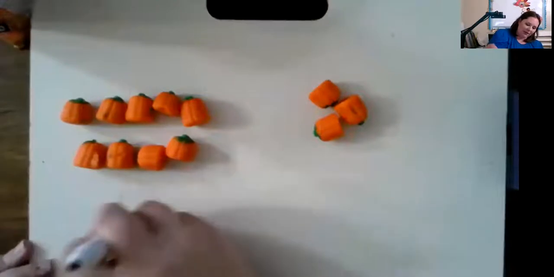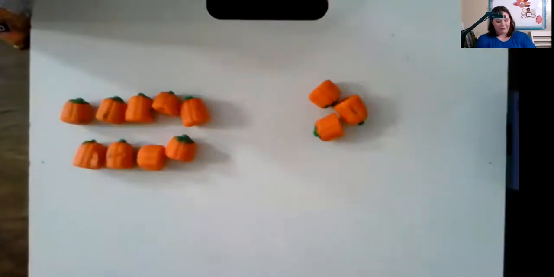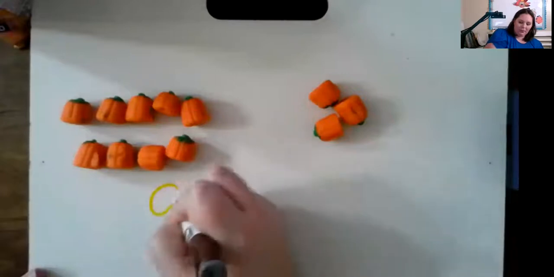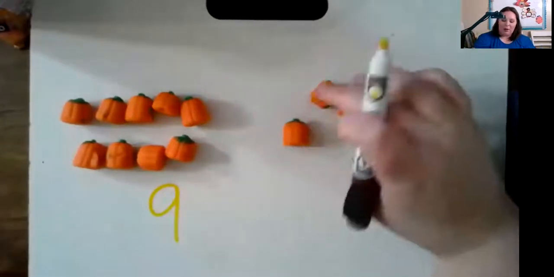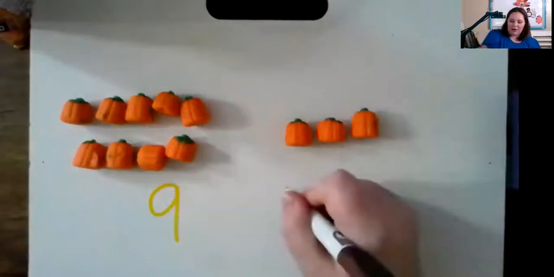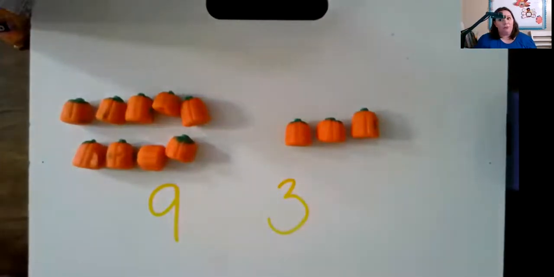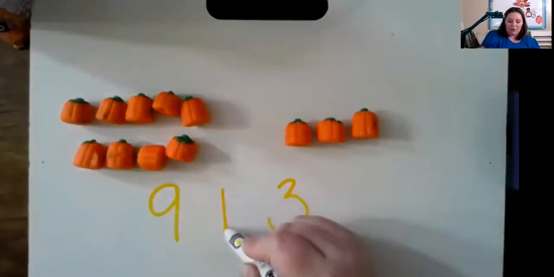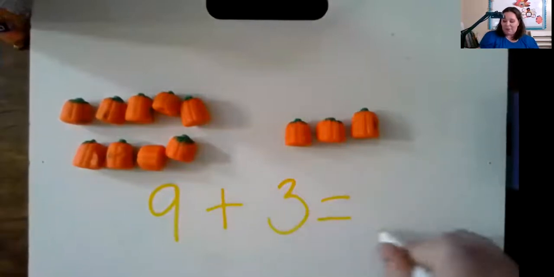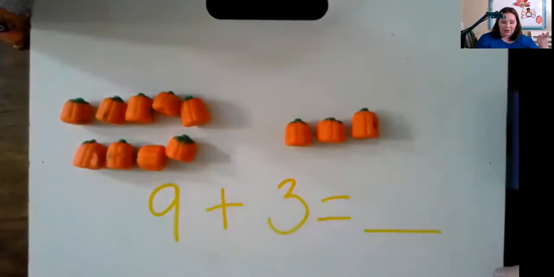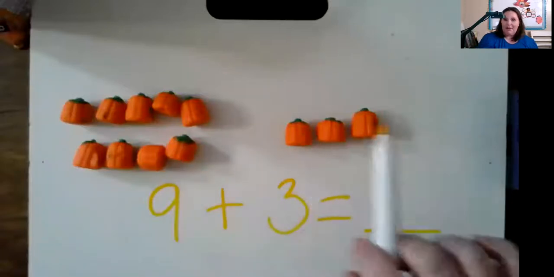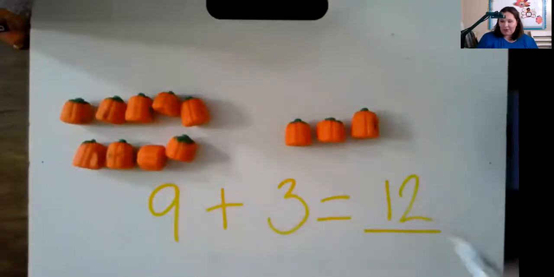You can't really see that, so I'm going to switch colors. 9 over here, and I have 1, 2, 3 over here. So if I want to know how many I have all together, what operation am I going to do? I'm going to add. And what's the sum? The answer to an addition equation. In this case, 9 plus 3 equals 9, 10, 11, 12. Woo! Happy dance.